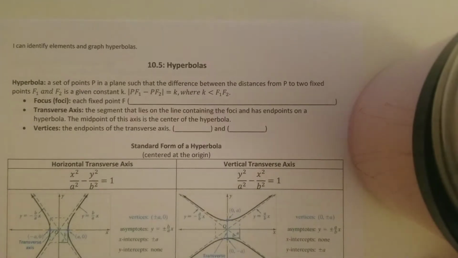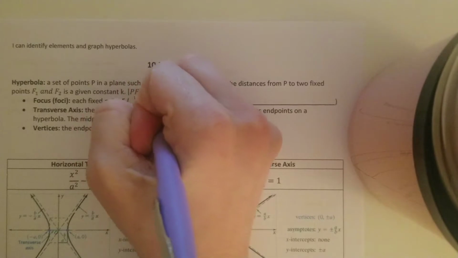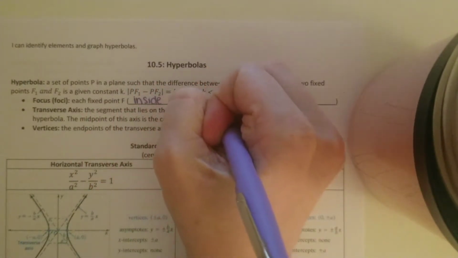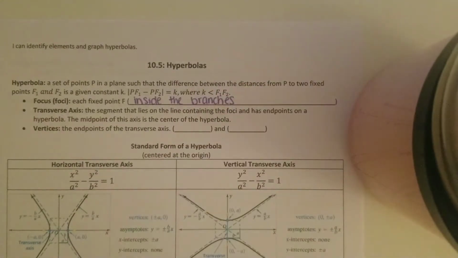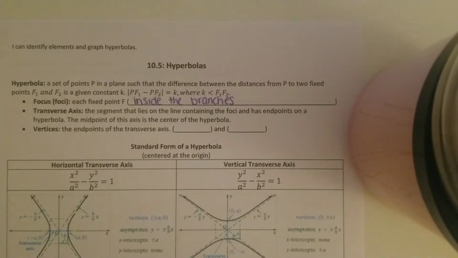So the first fill in the blank is for the focus. Each fixed point, F, is going to be inside the branches. All right, so the focus is always going to be inside the branches. And I'll explain what the branches mean in a second because that might be unknown at this moment. And so we're going to have two asymptotes.